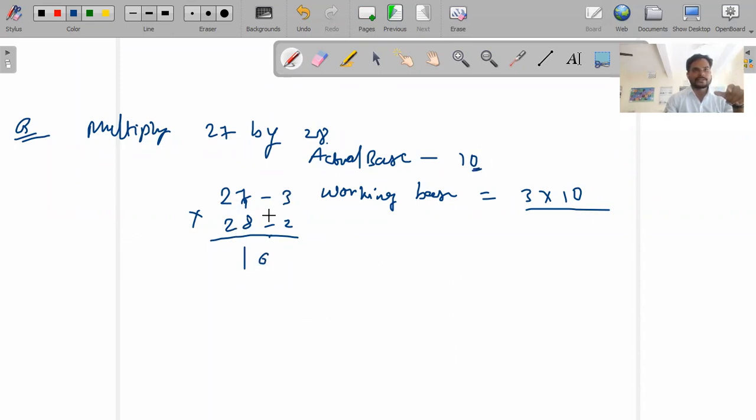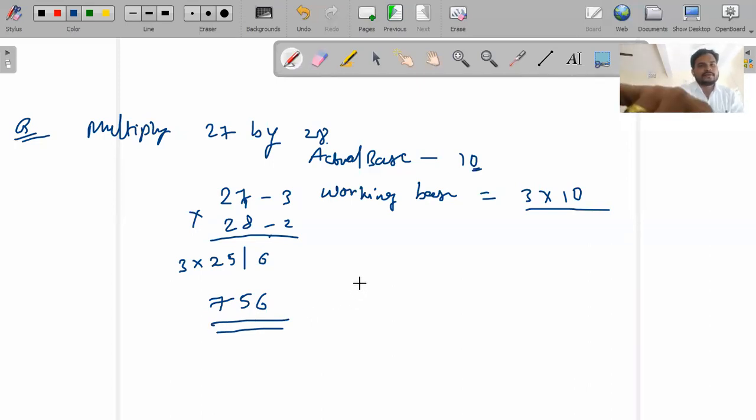Now what about subtraction here? 27 minus 2 is 25. Now we are working with base 30, and that 30 is nothing but 3 times, right? So you have to multiply this with 3. So 75, 6. This will be the answer. Am I right?